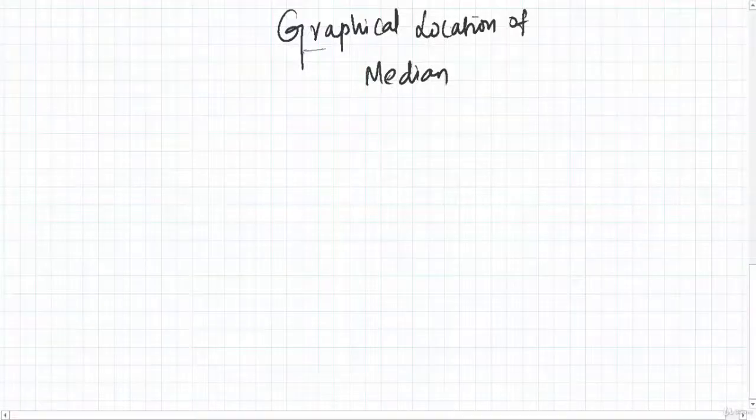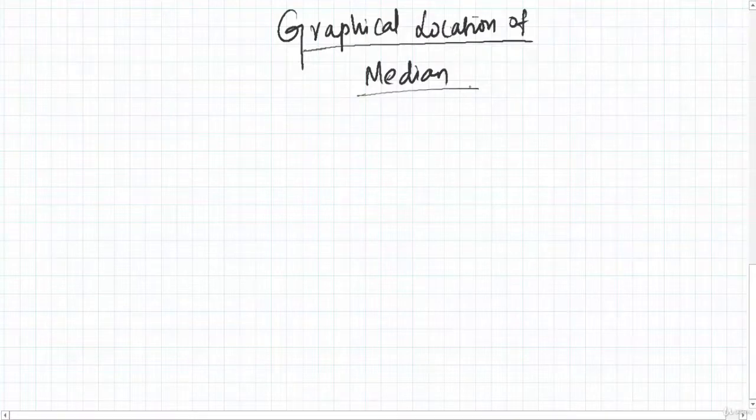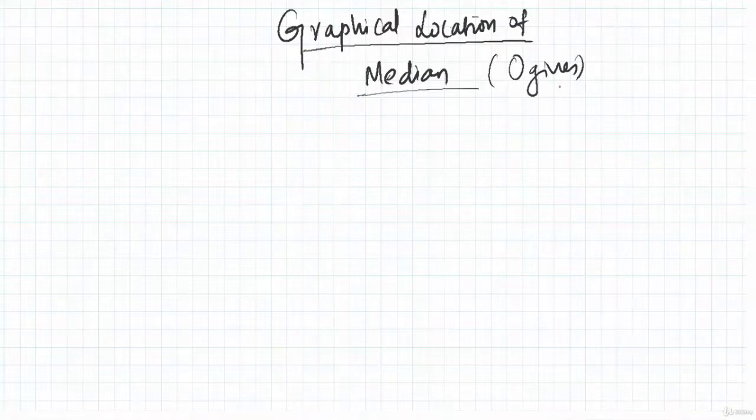We can also find median graphically. That's the graphical location of median. For that we make use of a technique, a concept called O-gives. So what is this? See here, median is actually the value on the x-axis corresponding to the point of intersection of less than and more than O-gives.